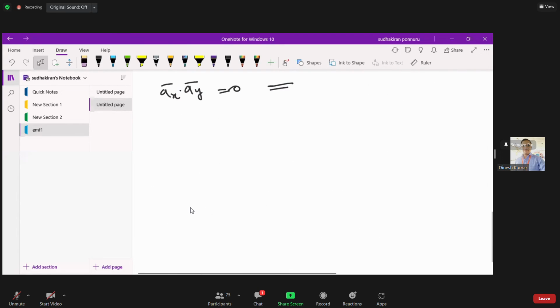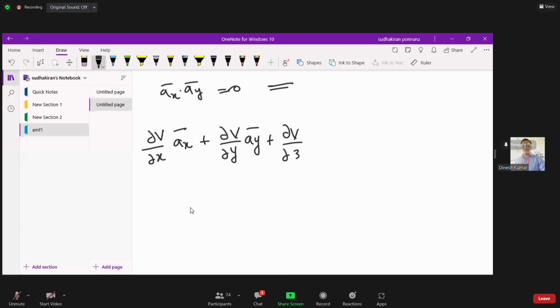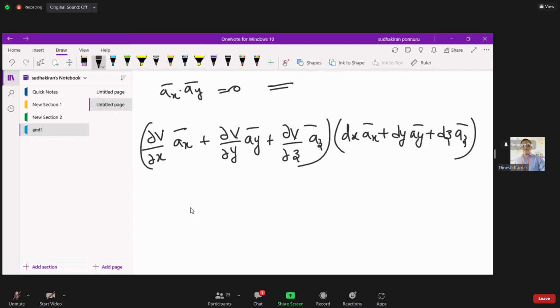So how can we write it? See here, dou v by dou x into ax bar. Please listen carefully. Dou v by dou x into ax bar plus dou v by dou y into ay bar plus dou v by dou z into az bar. If you multiply this value with dx into ax bar plus dy into ay bar plus dz into az bar, let us check what will be the final value of these two expressions.